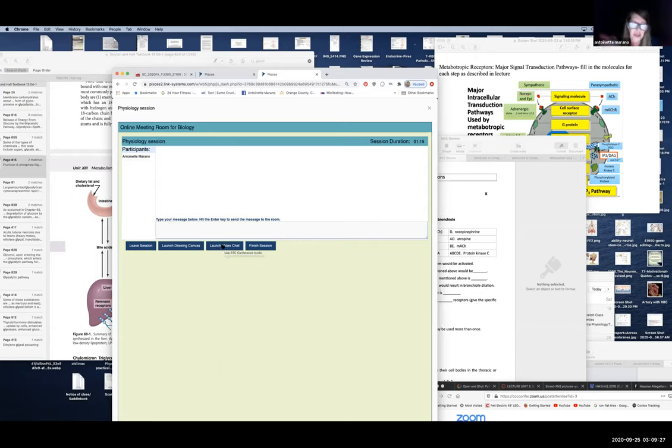I won't do it because we'll get a lot of feedback, but I'll launch video chat, and then we'll be able to see each other, kind of like we're seeing each other in this Zoom meeting right now. If anybody does experience a problem with this platform, I will immediately start a Zoom session, which is what you're in right now.